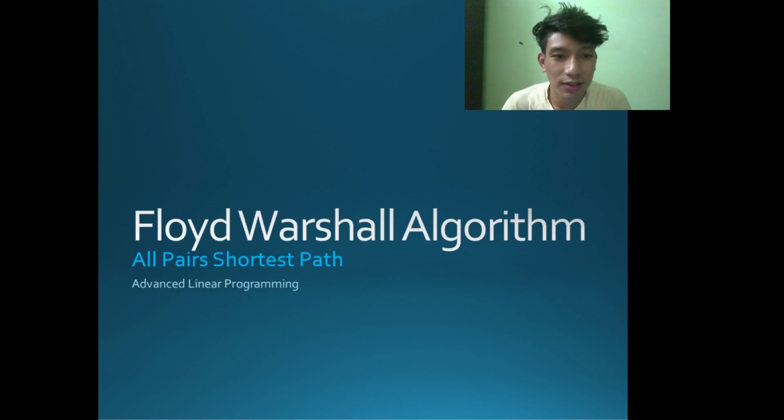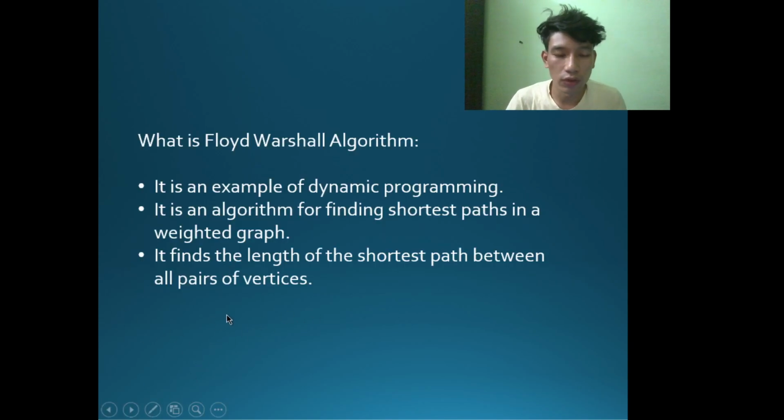Hello everyone. Today we're going to talk about what the Floyd-Warshall algorithm is, also known as all pairs shortest path, and let us look into it. So what is the Floyd-Warshall algorithm? It is an example of dynamic programming. It is an algorithm for finding shortest paths in a weighted graph, and it finds the length of the shortest path between all pairs of vertices.